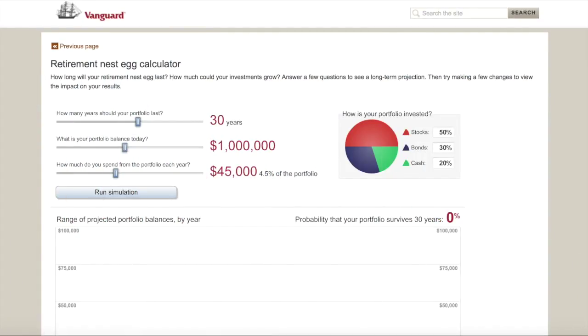First, let's run Vanguard's popular retirement nest egg calculator. This simple online Monte Carlo simulation app features an intuitive design that makes it easy for consumers to test how long their retirement nest eggs may last. In this example, we're going to test the sustainability of a $1 million retirement nest egg over a 30-year time horizon using a $45,000 initial withdrawal amount that is adjusted annually for inflation. We have set the initial broad asset allocation at 50% stocks, 30% bonds, and 20% cash. Let's run the simulations to test the results.